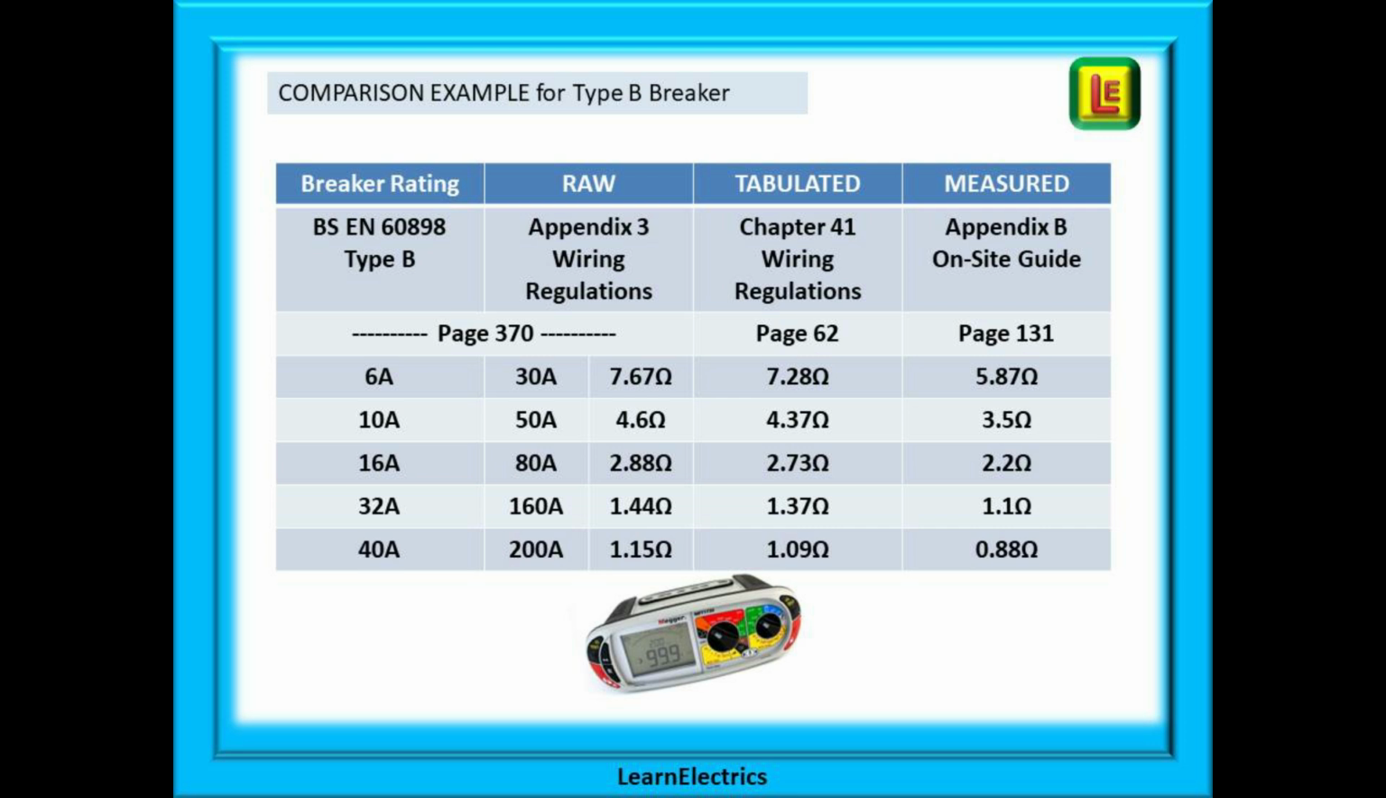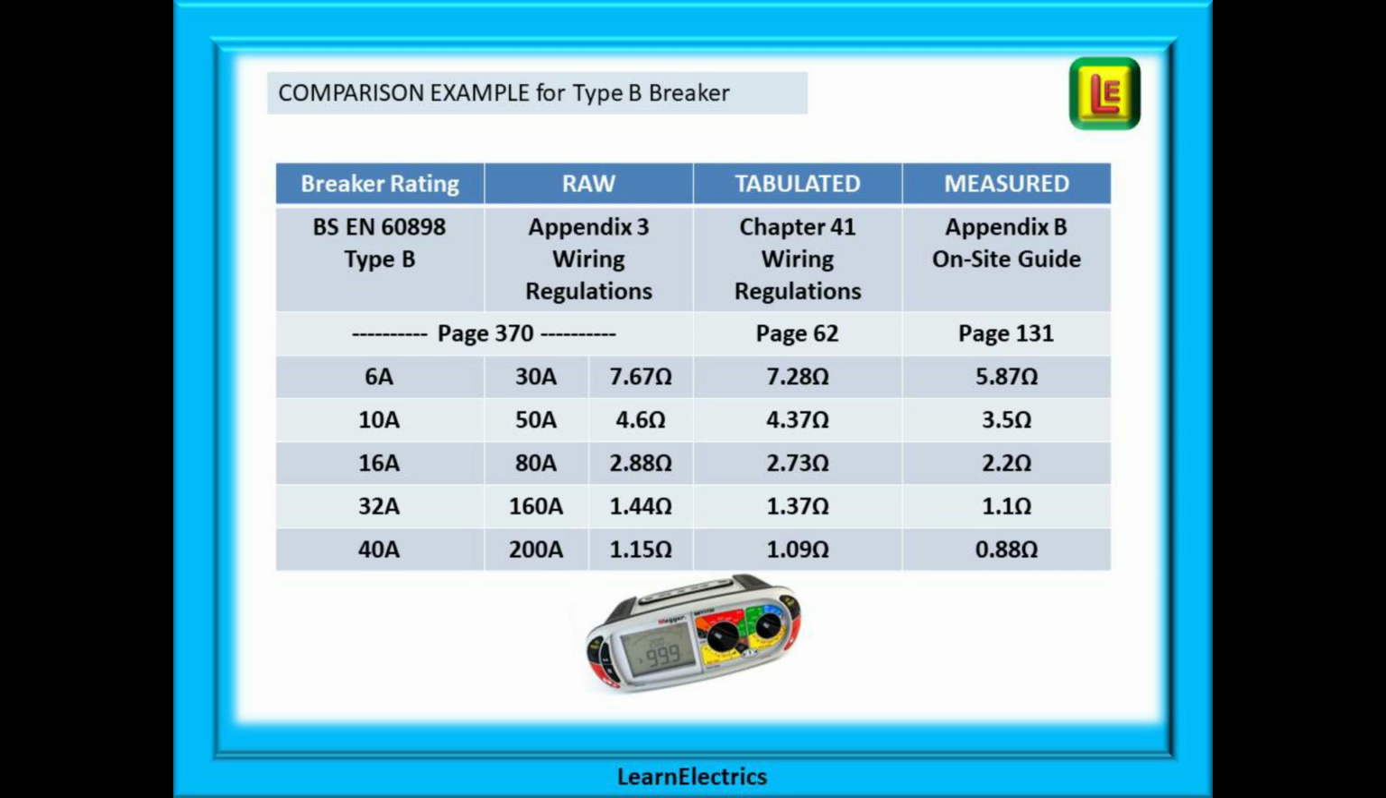The first column shows some popular breaker sizes used for installations. The next column shows the minimum fault current that must flow for each size in order to meet industry recommendations. And next to that is the ohms value that will allow that amount of current to flow, the raw value.